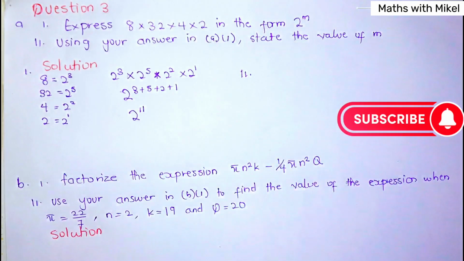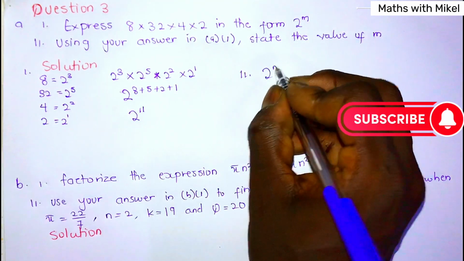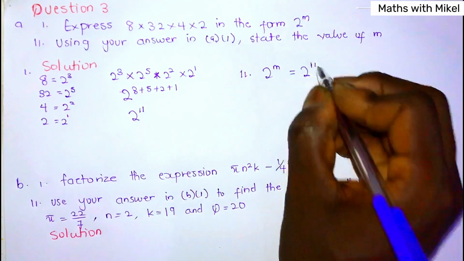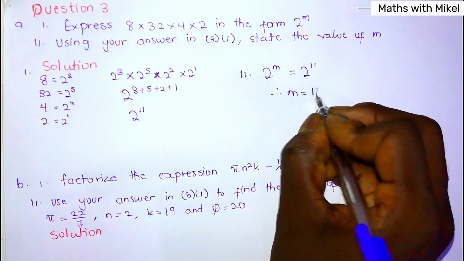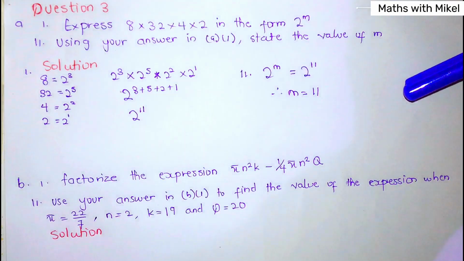Now II. They are saying that we should use our answer in I to state the value of m. So 2 exponent m is equal to 2 exponent 11. So you can say that therefore m is equal to 11. And that's the A. Now the B.